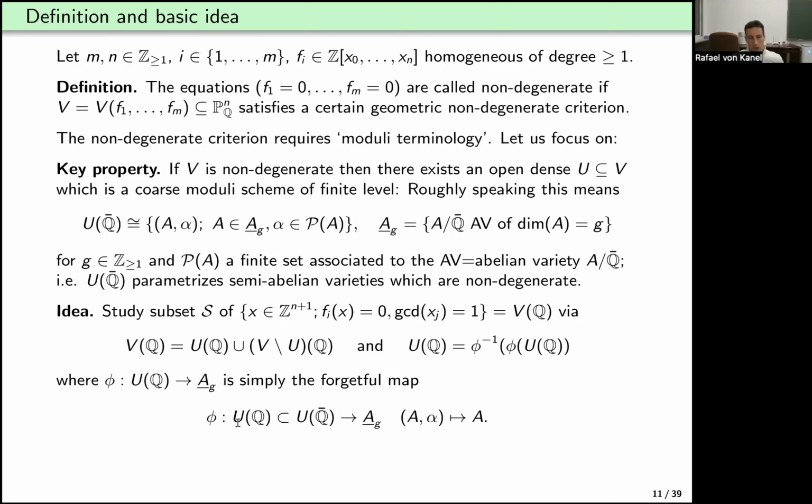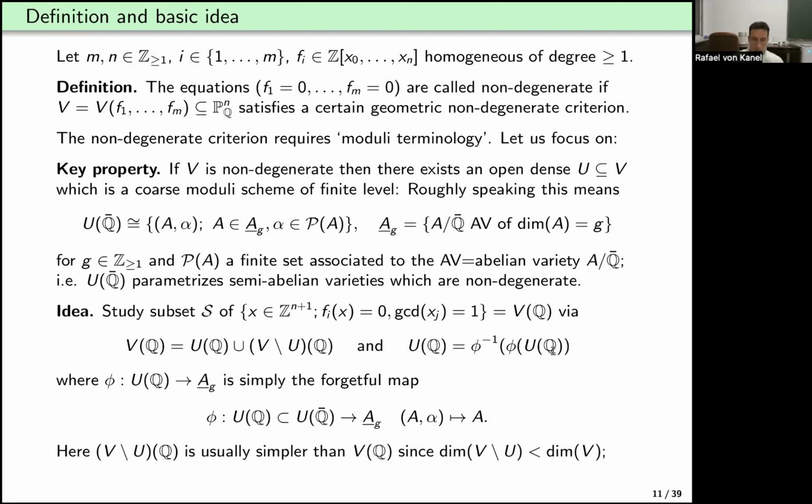This phi here will be some map to A_g, which is simply the forgetful map. So we can look at U(Q), we can view it inside U(Q-bar), and then because we have this parameterization, or this moduli interpretation, we get a map from U(Q-bar) just by forgetting the alpha of (A, alpha), we send it to A. So this is a so-called forgetful map. So we get a map to A_g, and then we can write this set as the pre-image of its image. And then the advantage in some situations is as follows. This set here is usually simpler than this set here, since the dimension is strictly smaller.